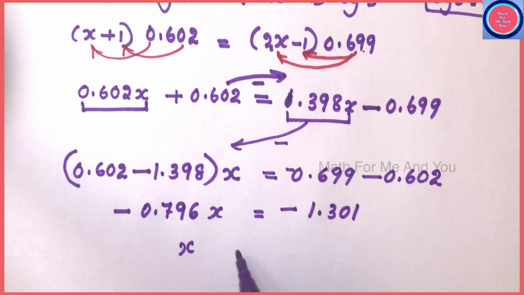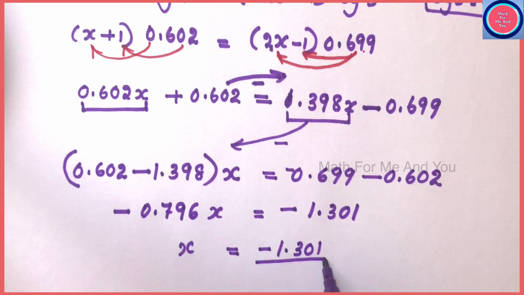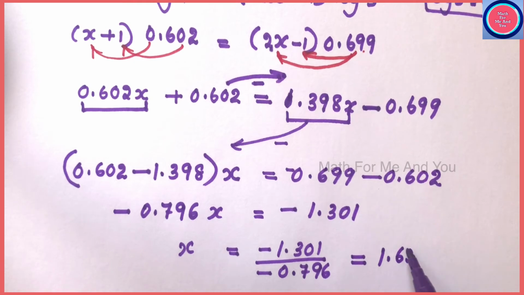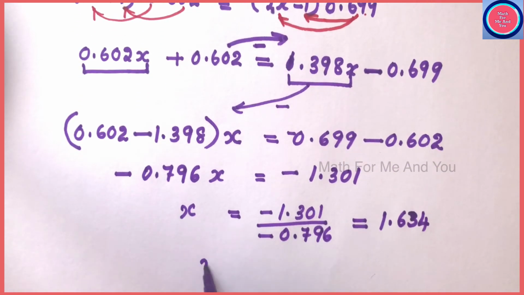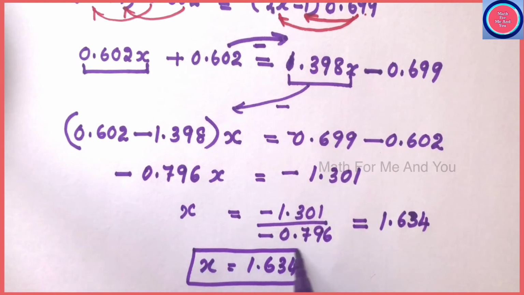Then what is the value of x? x equals minus 1.301 divided by minus 0.796. Then we get the answer. You can use a calculator to get the value. Then it is 1.634. So what is x? x equals, minus minus become positive, that's why 1.634.